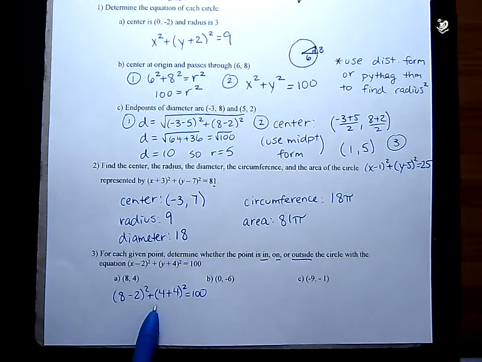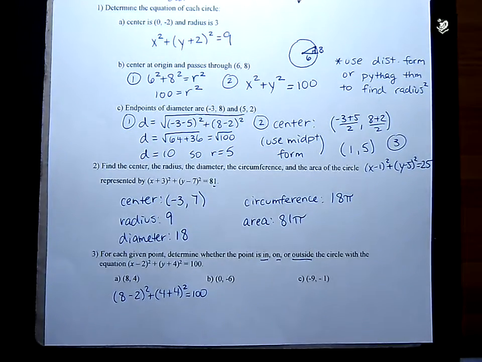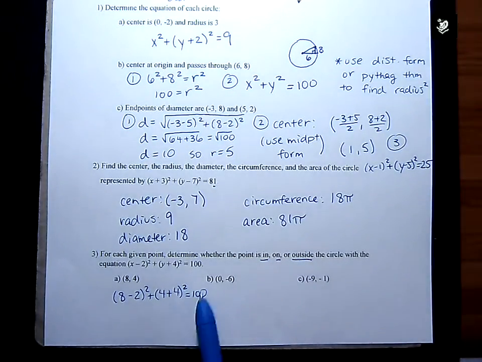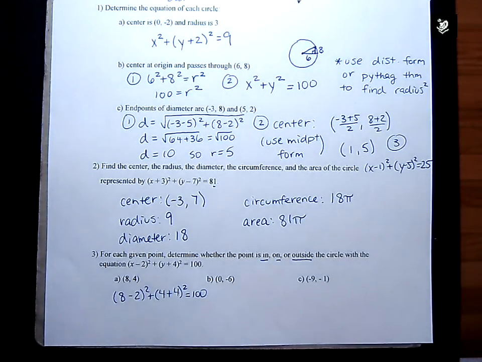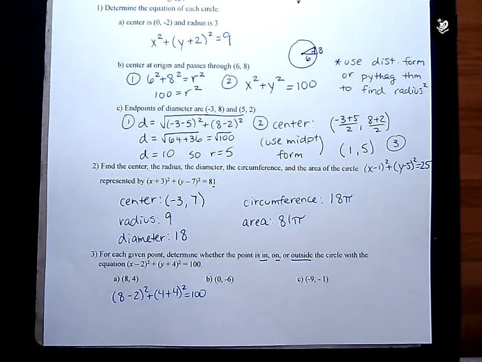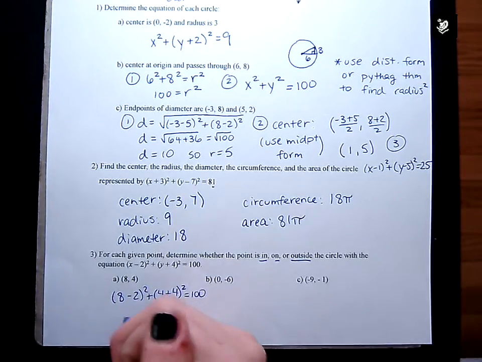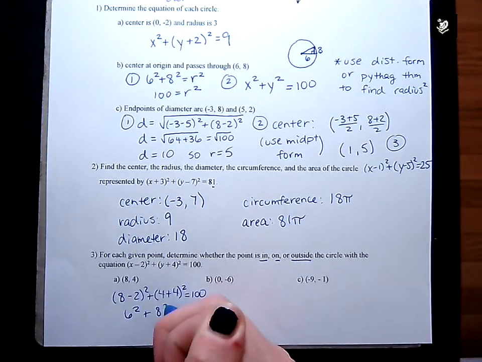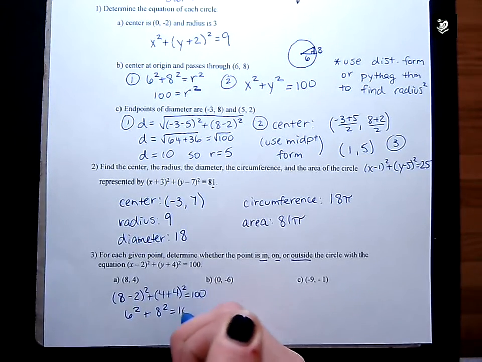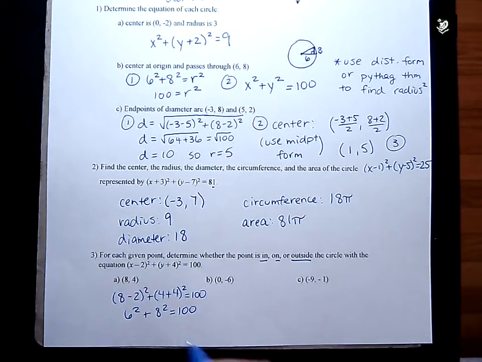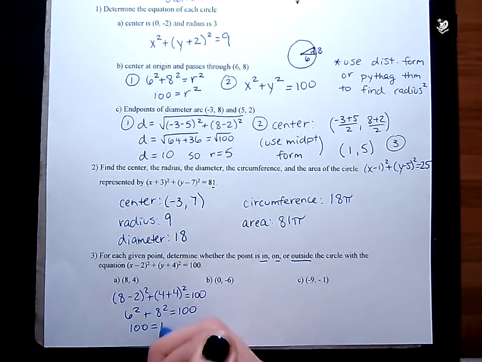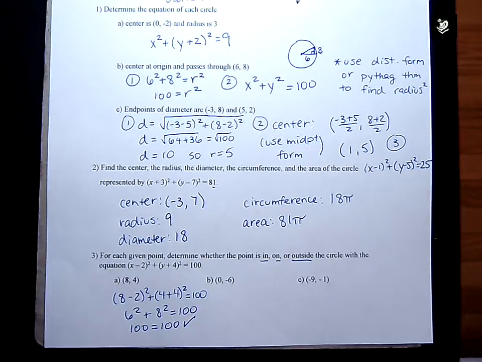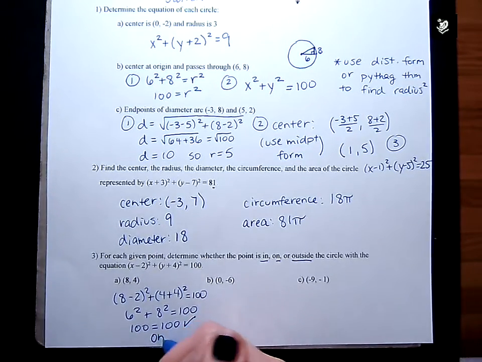If this left side is equal to 100, that point will be on the circle. If the left side is less than 100, it will be inside the circle. And if the left side is greater than 100, it will be outside the circle. If you do all the math here, you end up getting 6 squared plus 8 squared. And as you may already know, 6 squared plus 8 squared does equal 100. Since it is equal, this point will be on the circle.